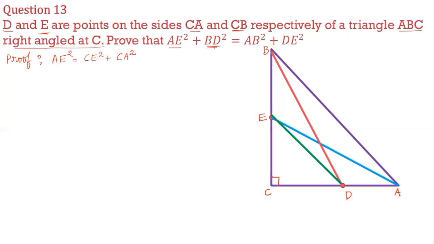After that we want BD square. So look at the side BD. Side BD is a side of triangle BCD, which is right angled triangle. So we can apply Pythagoras theorem. In triangle BCD, angle C is 90 degree. So BD is the hypotenuse. BD square is equal to BC square plus CD square.